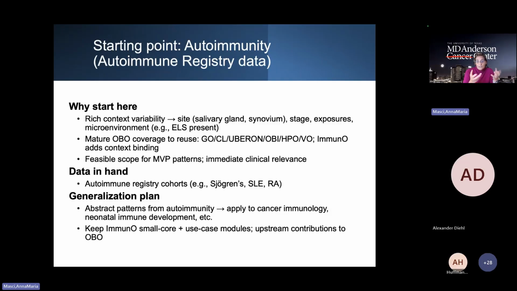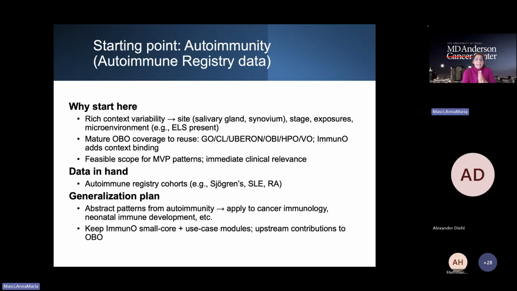We will obviously reuse a lot of the ontologies that cover part of this immunological domain. Then we have data because we rely on the autoimmune registry cohorts. And in particular, we decided to start as a use case with Sjögren disease.